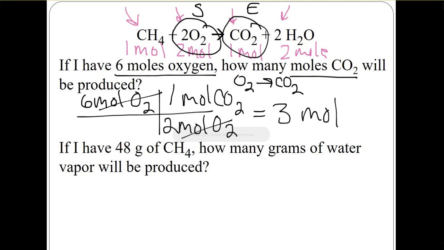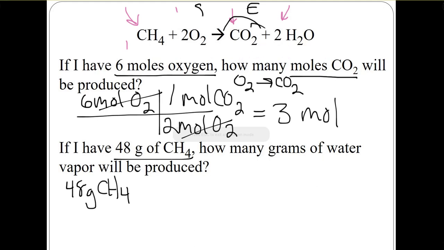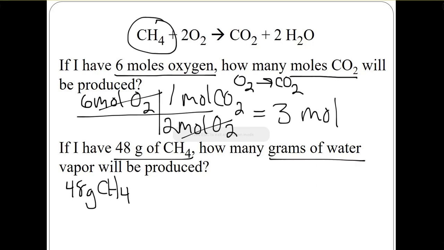Let's look at this next one. So in this next one, we're combining what we learned in goal 2, doing grams to moles and moles to grams. And we're just going to add a step in the middle where we look at the balanced equation. So start with the number that they give you. So 48 grams of methane. And so with this one, I'm just going to kind of erase up here.